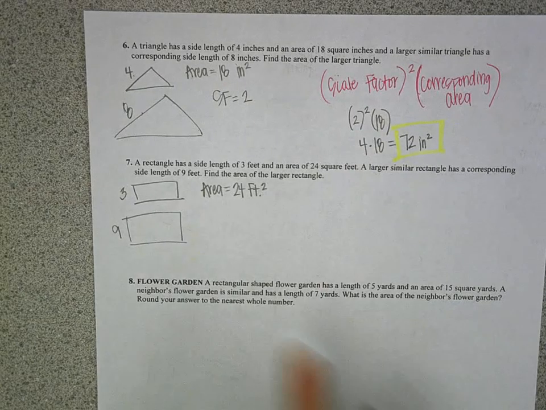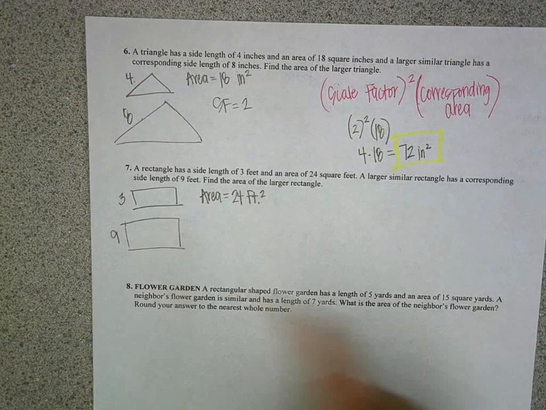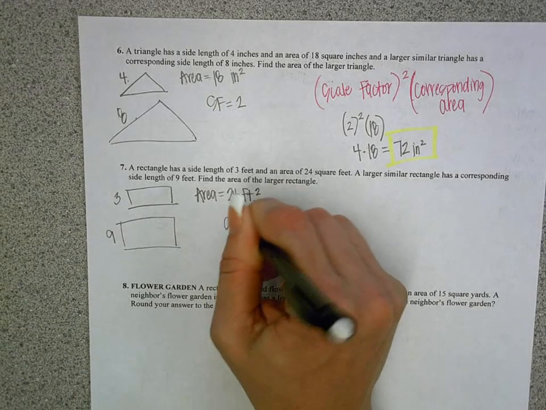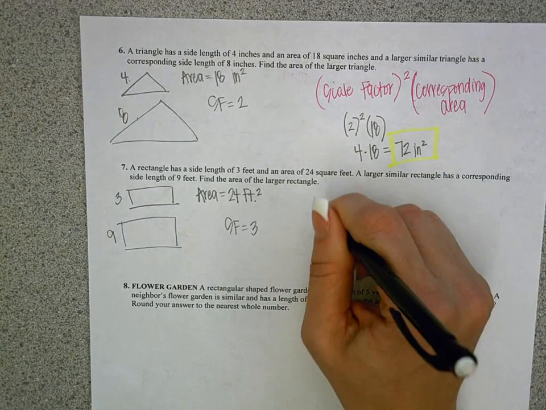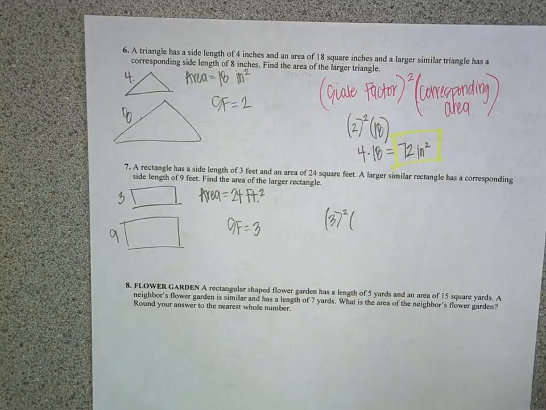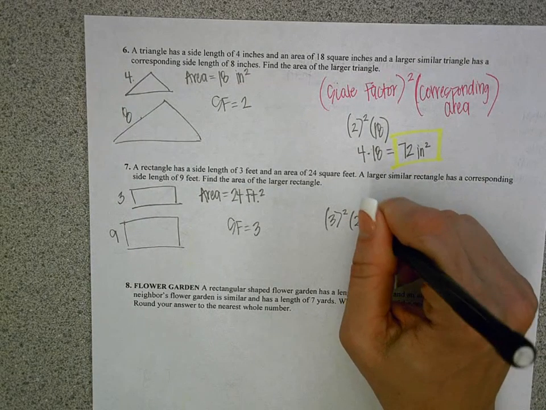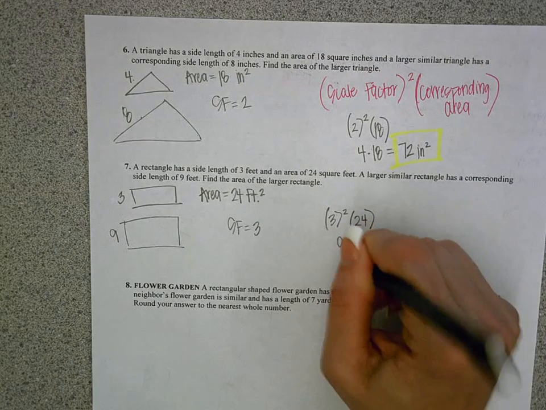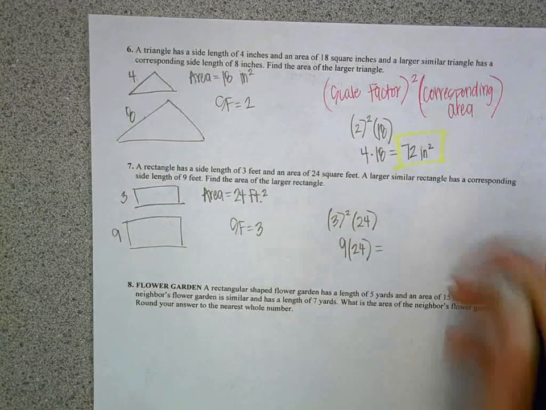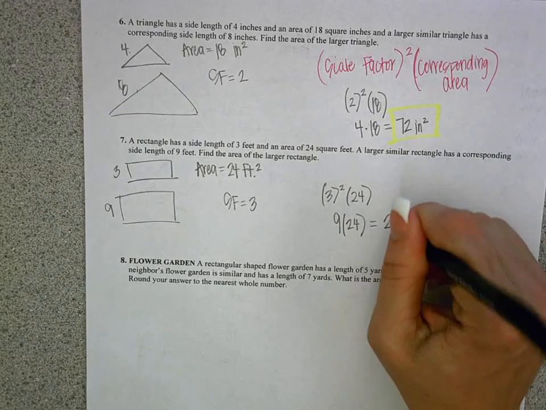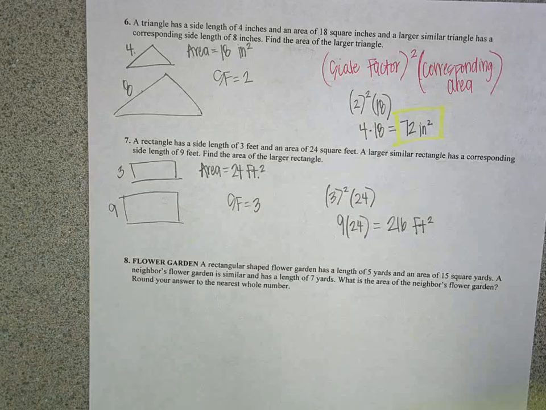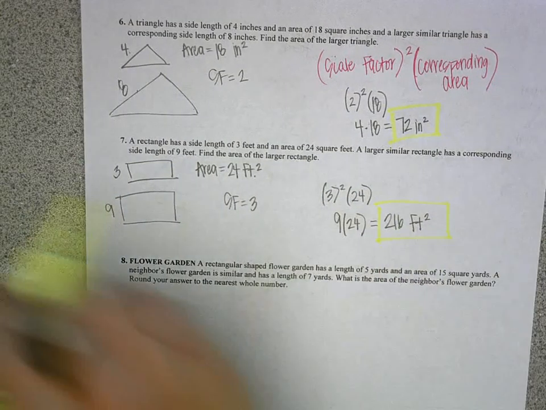What is the scale factor for this one? How do you get from 3 to 9? Multiply by 3. So scale factor is equal to 3. So 3 squared multiplied by the corresponding area, 24. What is 3 squared? 9. And multiply that by 24. Yes, you could use a calculator, and that gives you 216 square feet.